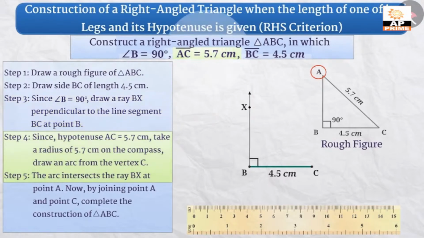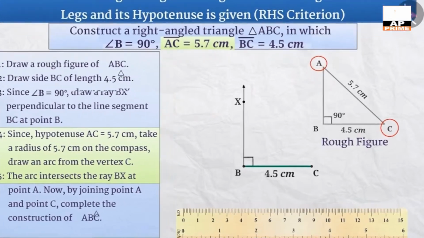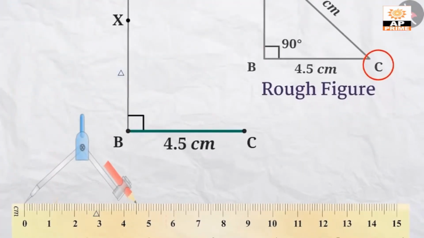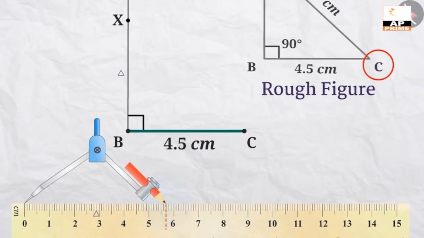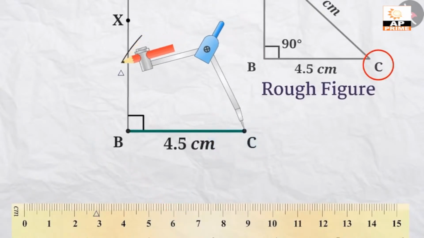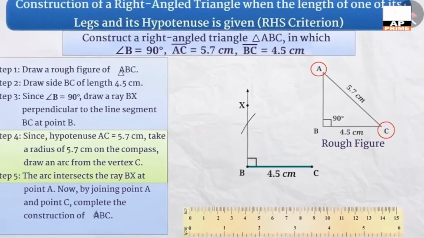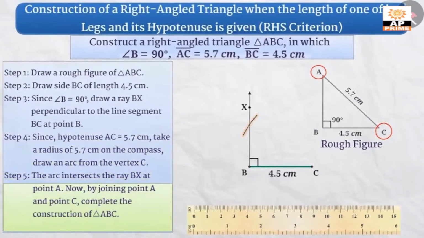Step 4. The length of the hypotenuse AC is 5.7 cm. This means that the vertex A is at a distance of 5.7 cm from the vertex C. So, to determine the position of the vertex A on ray BX, we will measure a radius of 5.7 cm on the compass and draw an arc on the ray BX with point C as the center. Step 5. The arc intersects the ray BX at a point. The point of intersection is the point A.